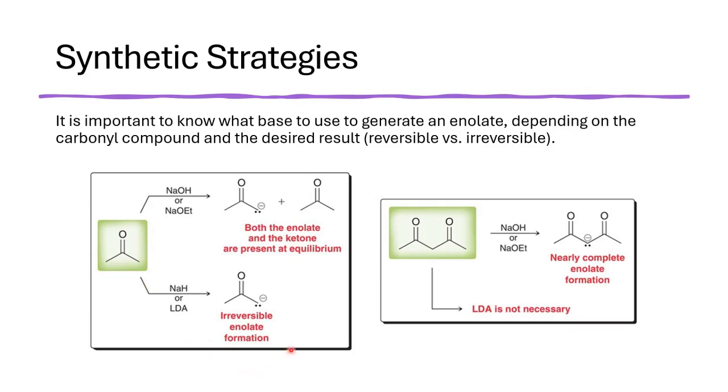If, though, the alpha hydrogens are much more acidic due to 1,3-dicarbonyls, sodium hydroxide or sodium ethoxide, or a different kind of alkoxide, would be strong enough in order to form the nearly complete enolate. LDA is not necessary.